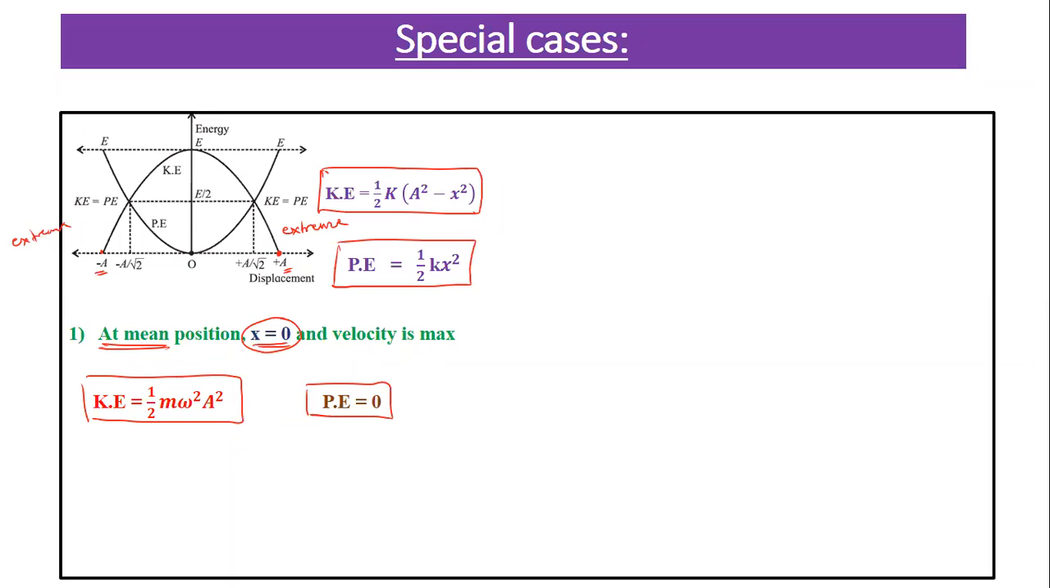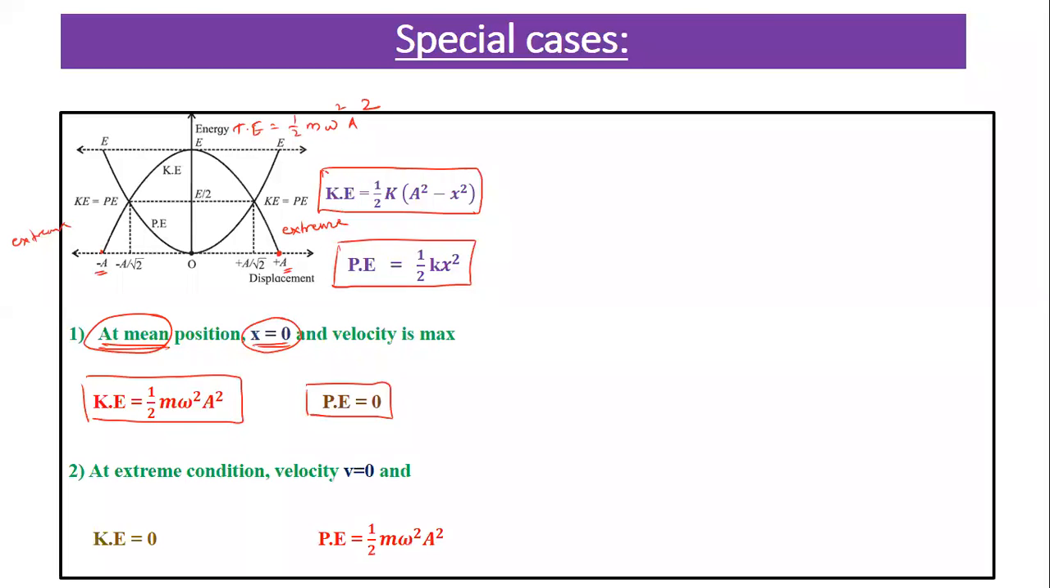Now we know the formula of the total energy also. So the total energy formula is 1 by 2 m omega square a square. You can see here at mean position kinetic energy is 1 by 2 m omega square a square, which is equal to the total energy. So here we can write that at mean position kinetic energy and total energy both are the same.